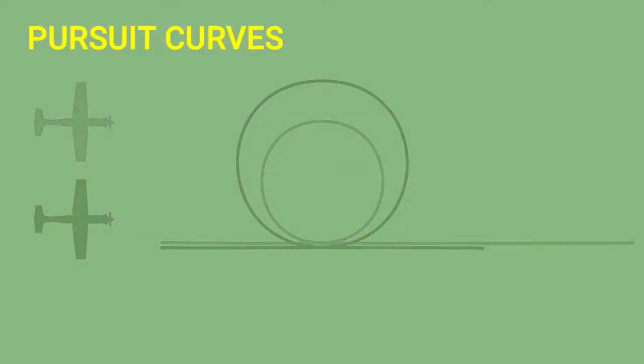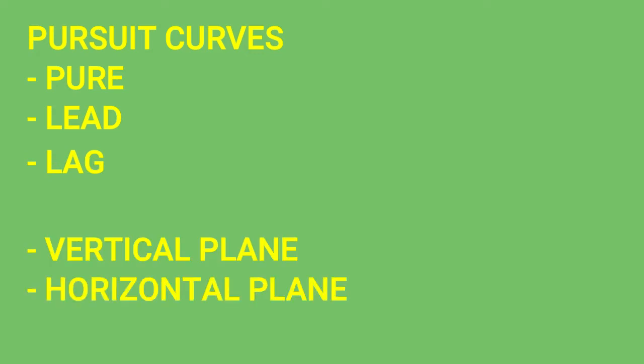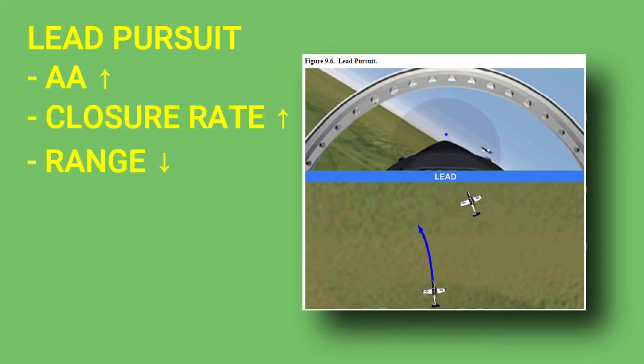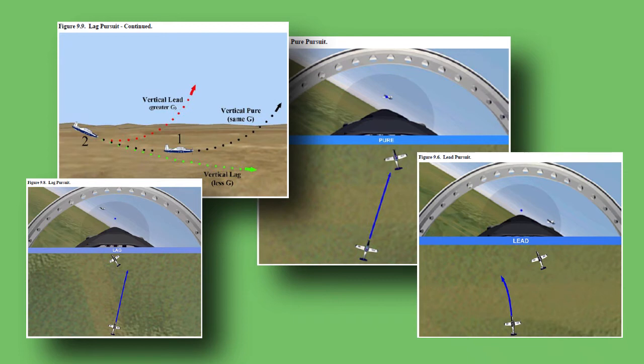Pursuit curves are used by number 2 for rejoining and position keeping. There are 3 types of pursuits: pure, lead, and lag, and these can be flown in the vertical and horizontal plane. For lead pursuit, number 2 aims the aircraft nose in front of number 1's flight path. With enough lead pursuit, aspect angle and closure will increase, and heading crossing angle will decrease. Here are 6 videos of pursuit in the vertical and horizontal planes of motion.